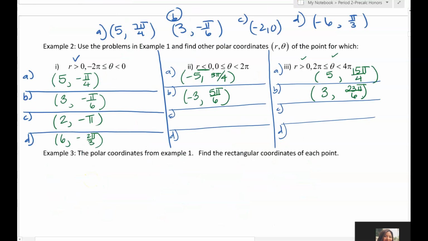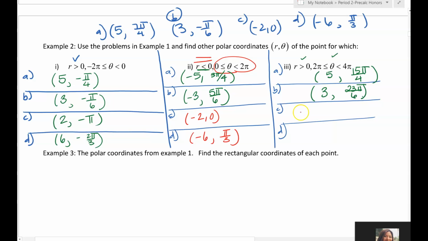So example 2, 2i's, part C here. Hopefully you got -2 comma 0. And part D, you got -6 comma positive pi over 3. Remember this restriction: all angles have to be positive and all radii have to be negative.